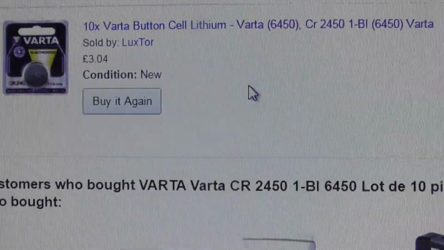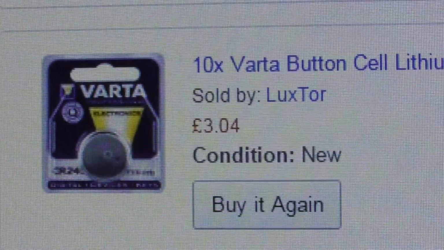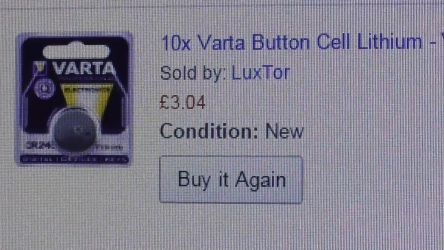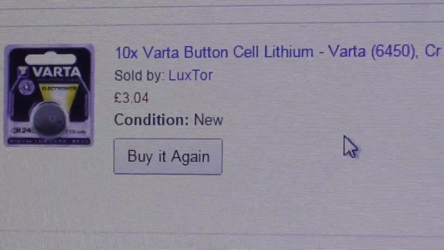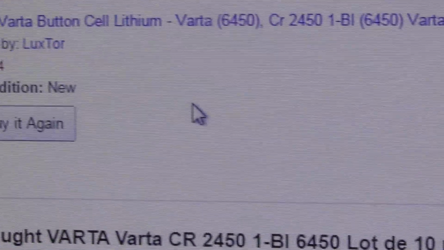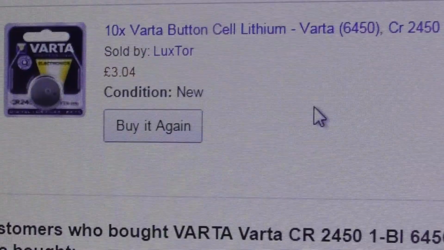The advert I went for on Amazon said you could get 10 of these for £3.04. See, it says 10 times. Okay, so I thought I was getting 10 of those for £3. When it arrived, I actually got one. So I contacted the seller and I said, your advert says 10 times, but I only got one, and they refunded me. So basically, I managed to get this battery for free.